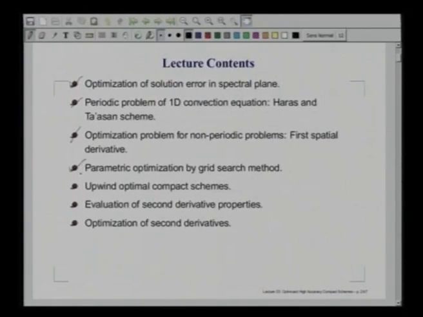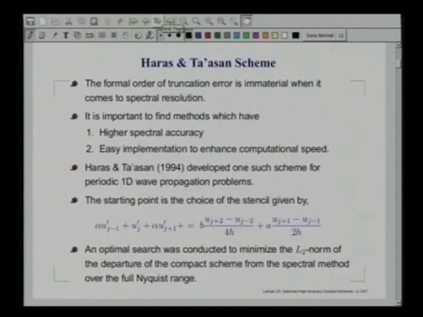Then we will move over to the evaluation of second derivatives, and we will talk about how we optimize stencils for obtaining second derivatives. So, first things first, we look at what Haras and Tassan did for a periodic problem.